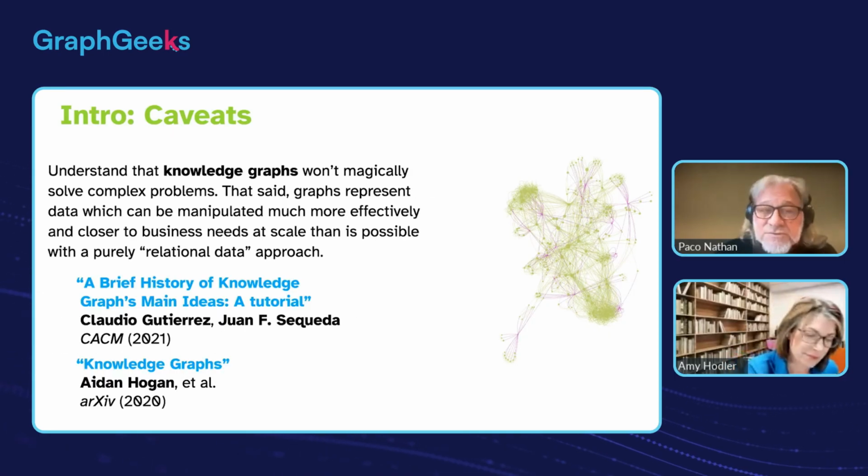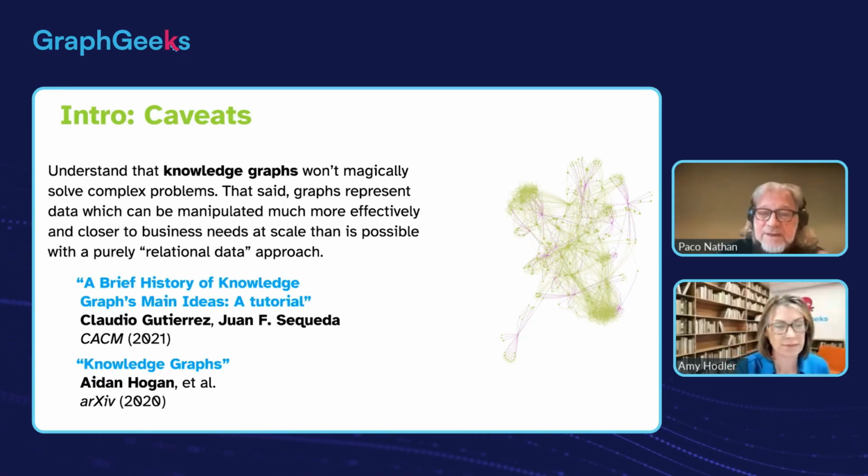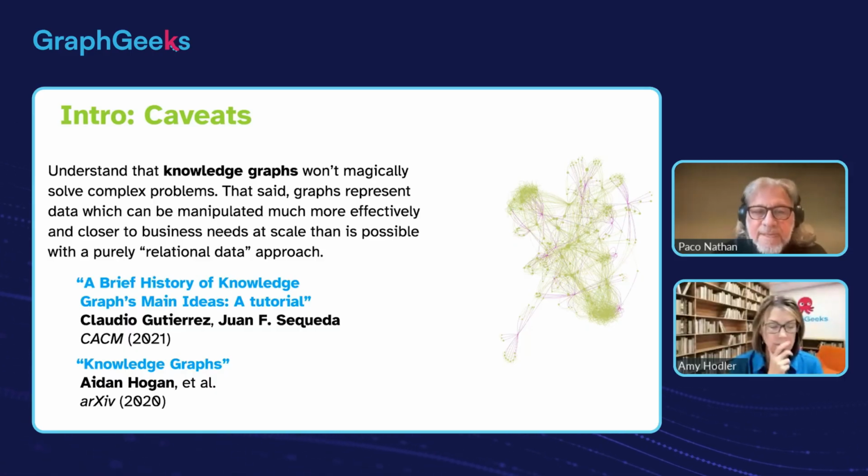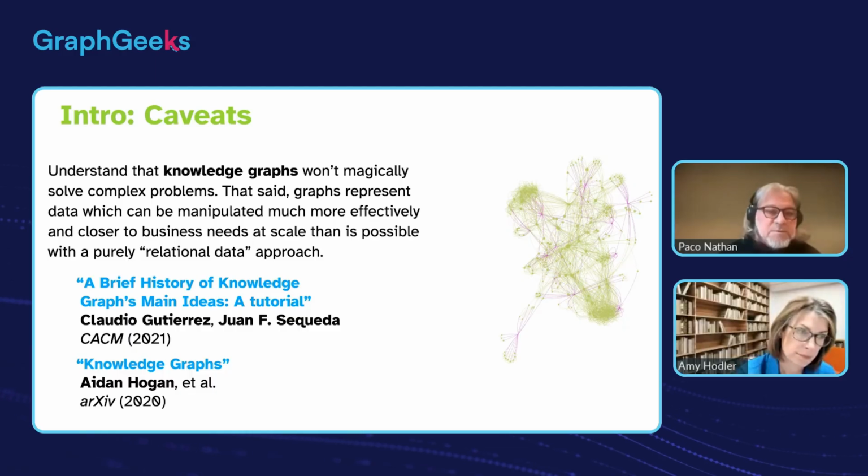And knowledge graphs don't necessarily perform magic and solve all complex problems. They are good at representing data which can be manipulated in ways that are more effective and closer to business needs at scale, much more so than, say, is possible with a purely relational approach.